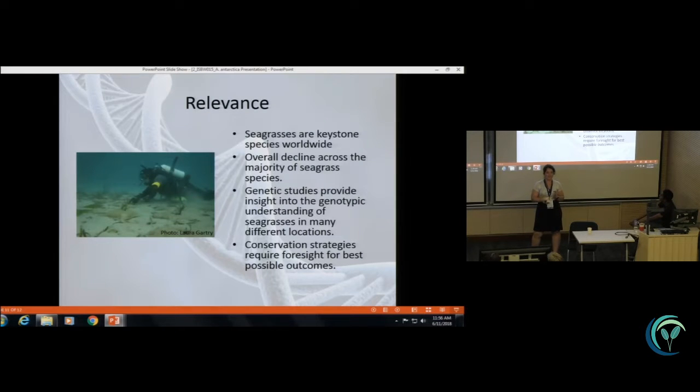Seagrasses are a keystone species worldwide. Without them, we wouldn't have the marine biota that we have today. By looking at the genetics and the connectivity of not just this specific species, but other different species, we can use it for accurate conservation strategies, restoration, and we could look at improving the resilience of the plants.